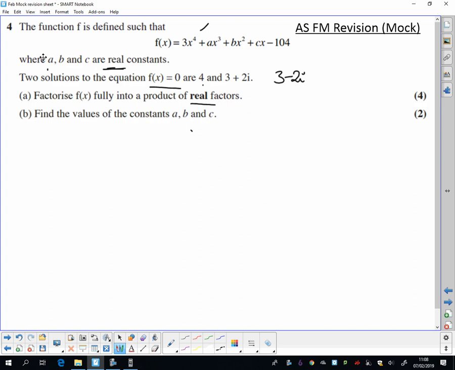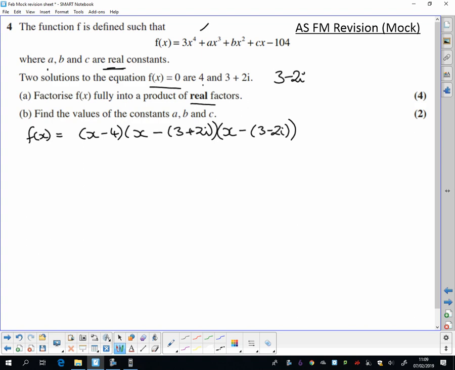Well, what do we know so far? We know that f of x must have an x minus 4, as 4 is a root. And we could write 2 of the other brackets using the complex roots. But it wanted real factors, not complex factors, so we're going to have to do something with that in a minute.